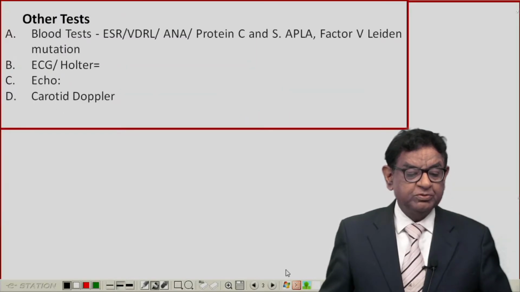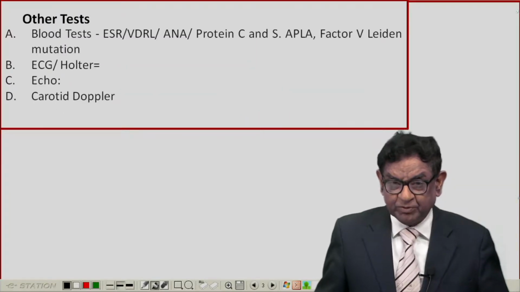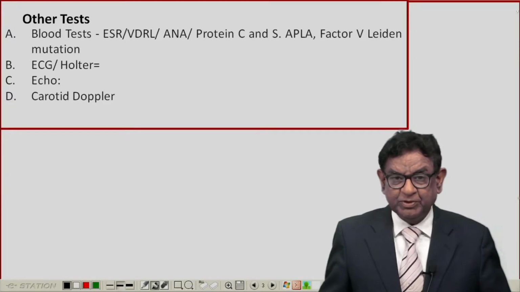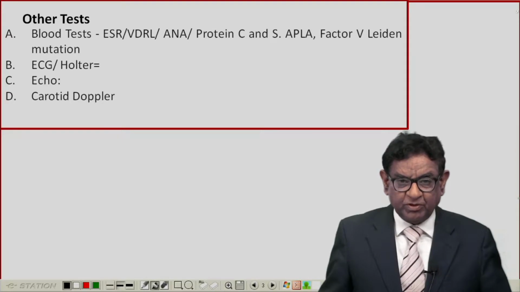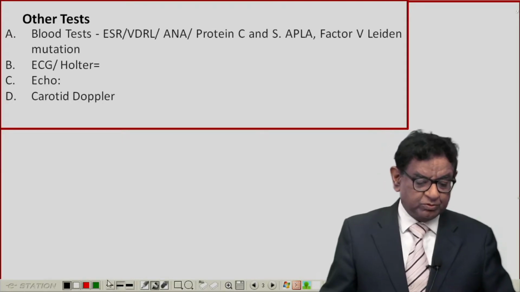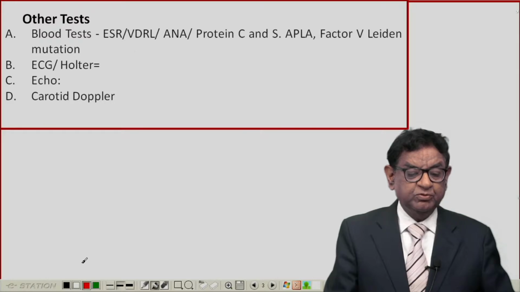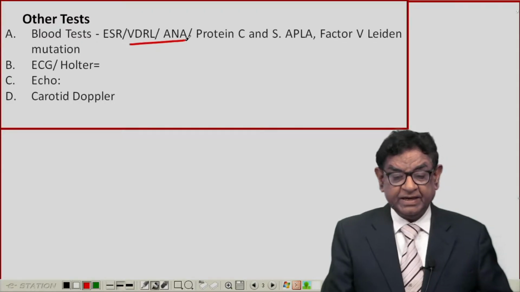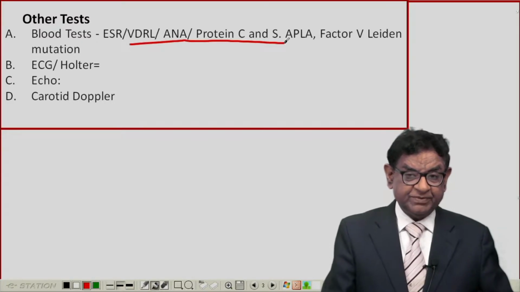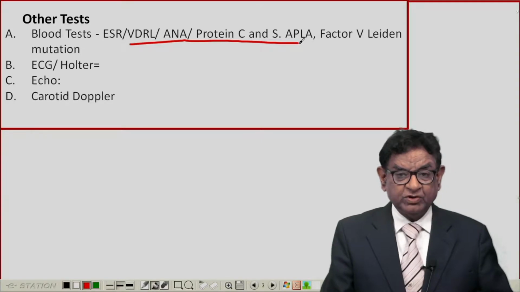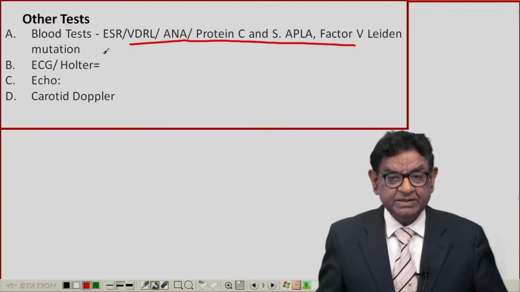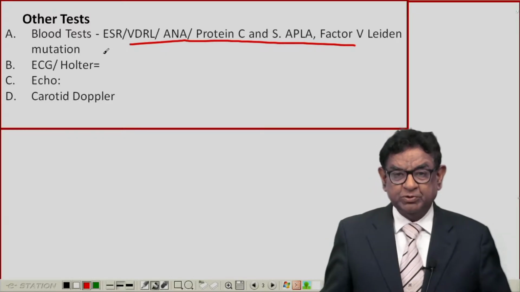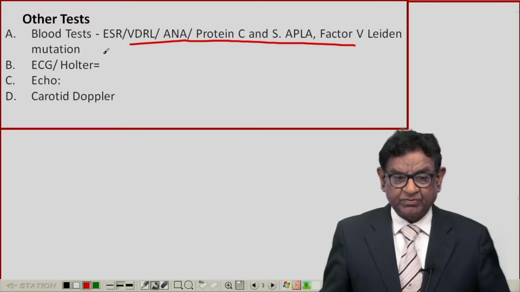So what to do? Well, once we have proven it, other blood tests will be done for anything which predisposes to increased thrombus formation or embolic events. So we like to do ESR, VDRL, ANA, protein C, protein S deficiency, anti-phospholipid antibodies, factor V Leiden mutation, all these which lead to predisposition to increased clot formation.